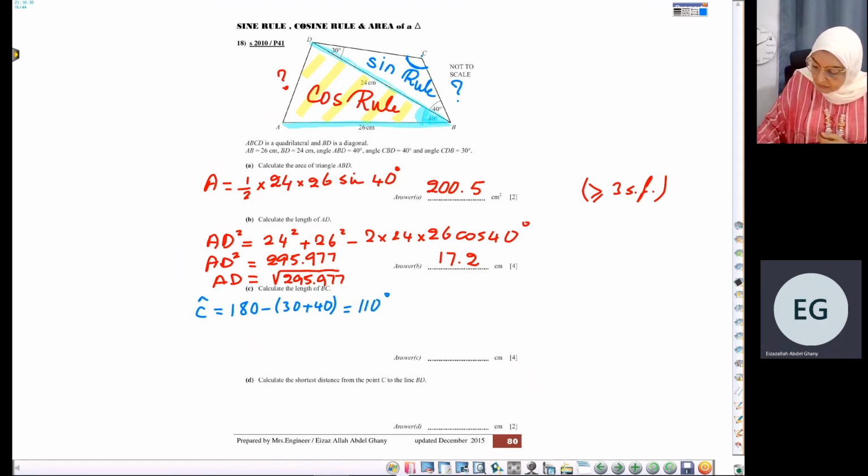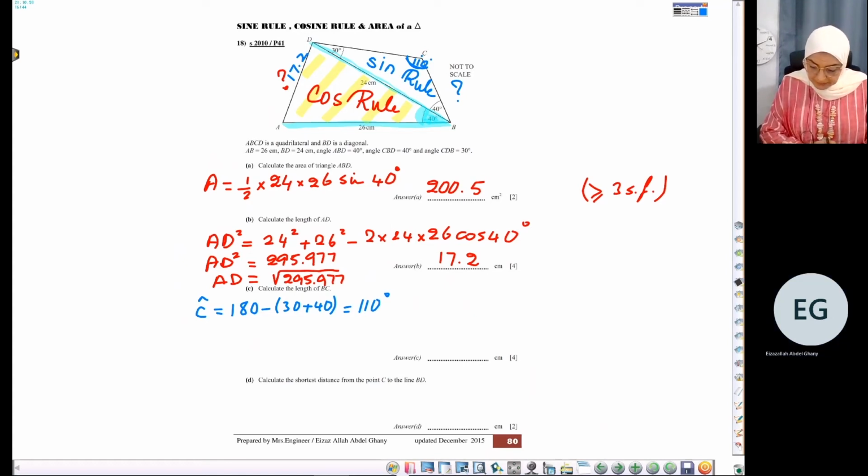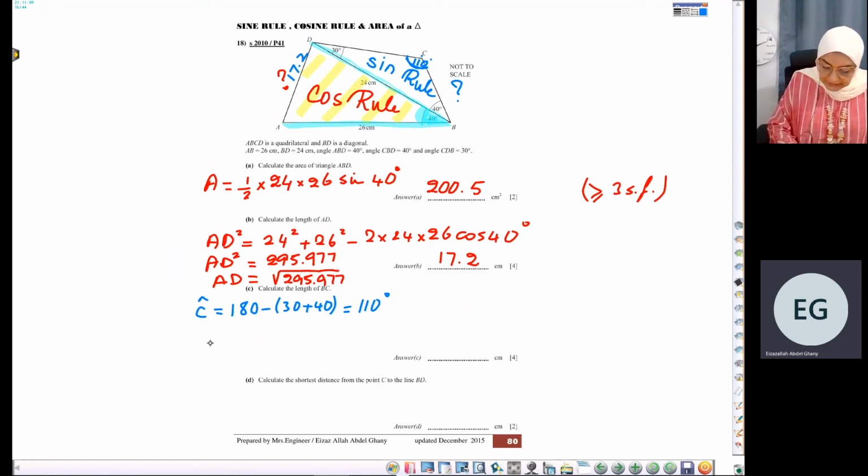You should write it immediately in the drawing, 110. No need for imagination, please. Any information you got, you have to write it on the diagram. Even this 17.2 on AD, you write it. Maybe he will ask afterwards about the perimeter of the field, the perimeter of the quadrilateral, for example. And now we need to find the missing side, which is CB.